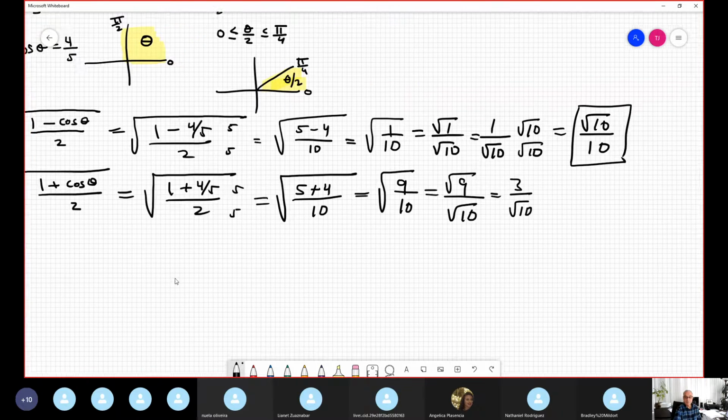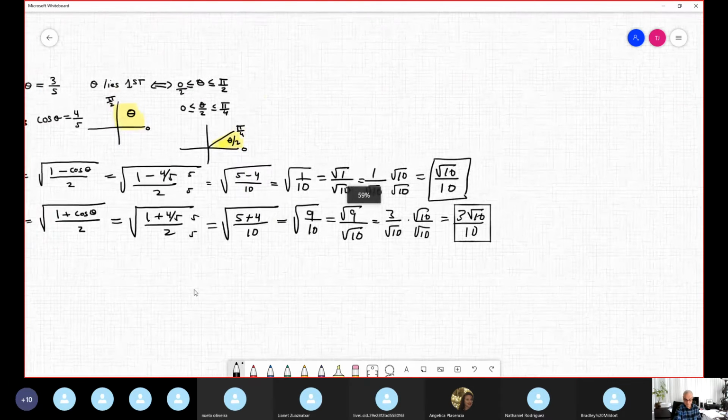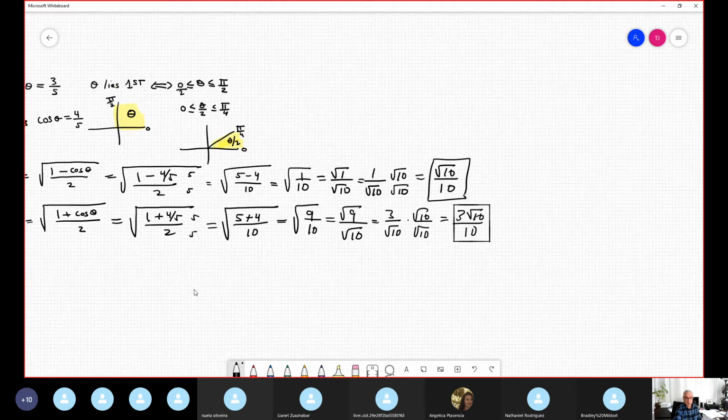Rationalize: 3 radical 10 divided by 10. And both are positive because the angle lies in the first quadrant. Super good, super good.